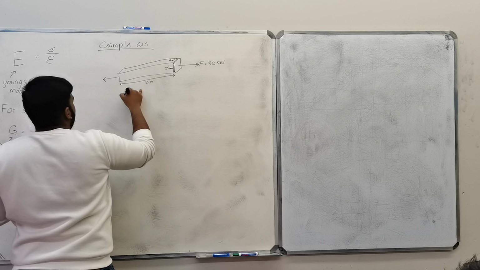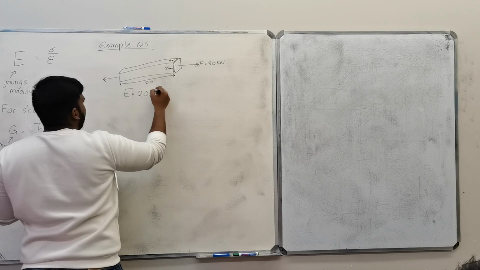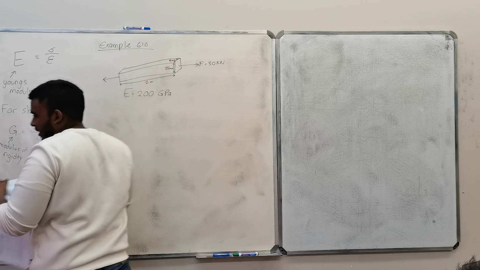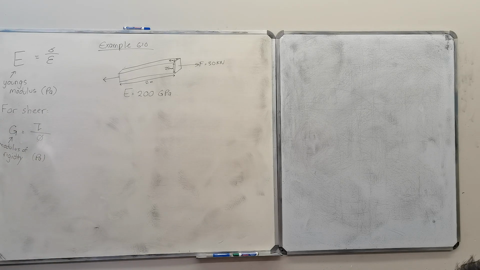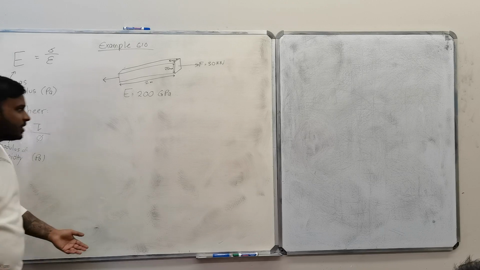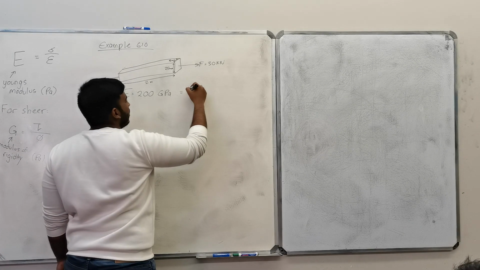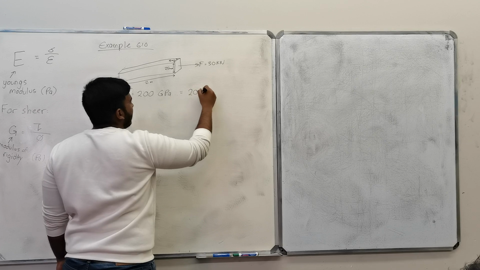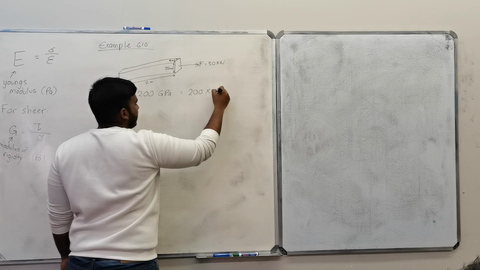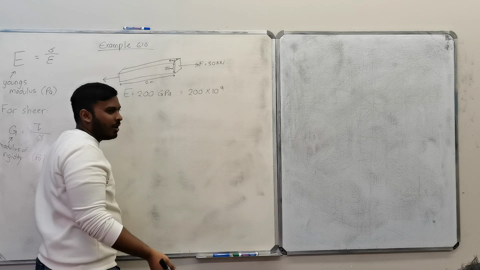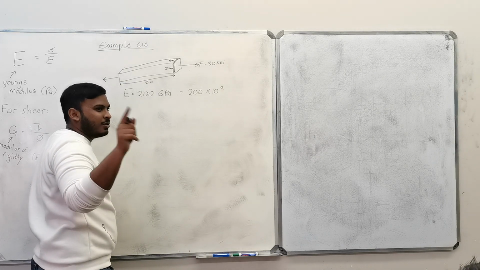So Young's modulus is equal to 200 GPa. To convert that into pascals, it's times 10 to the power 9. So this in pascals will be equal to 200 times 10 to the power 9. How can I write it, like 200 followed by zeros?